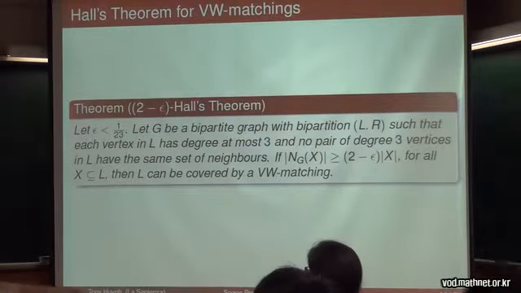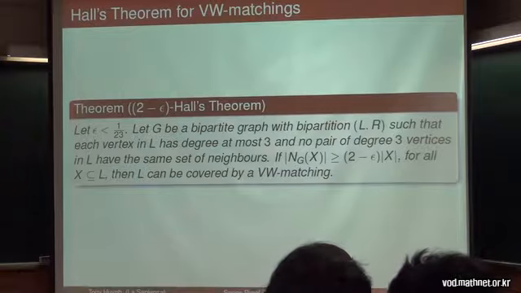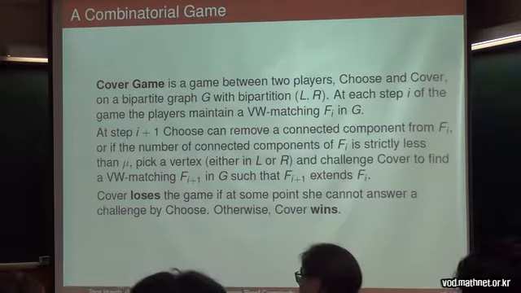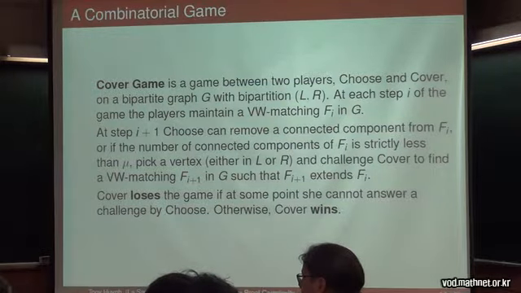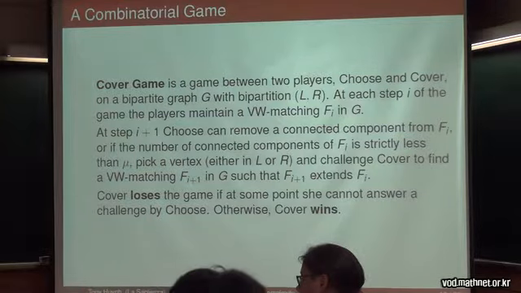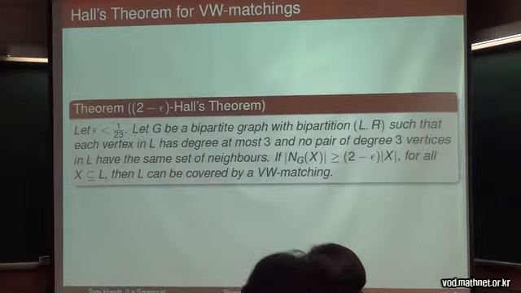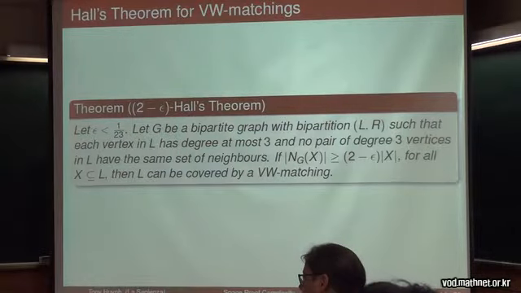This 2 minus epsilon Hall's theorem, right? So this game is going to be played on the adjacency graph of this random 3-CNF with some appropriately chosen parameters. So there'll be a linear number of variables. And with this appropriate choice of mu, you can prove that cover is going to win the game by this 2 minus epsilon Hall's theorem, right? So this is just to motivate this 2 minus epsilon Hall's theorem.